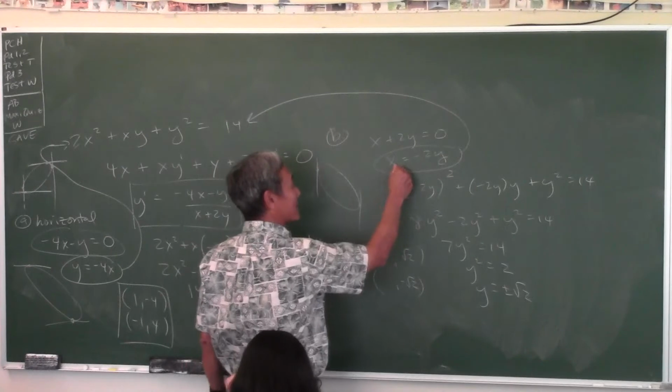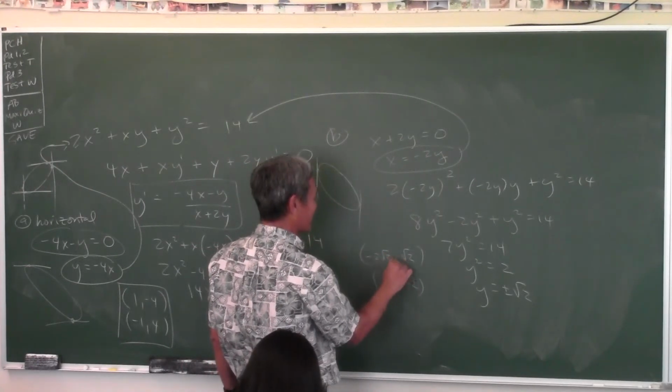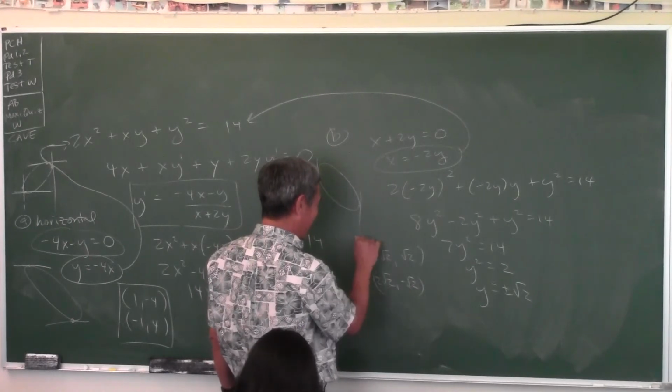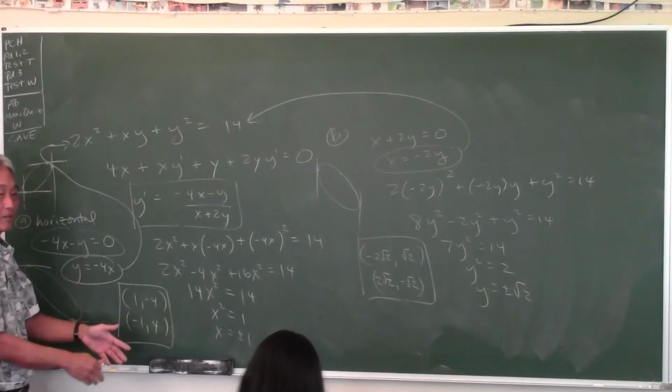So the x coordinate is simply -2 times the y coordinate. So whatever the y coordinate is, just multiply it by -2. Multiply that by -2, and ka-ching! Those are the 2 points where the tangent lines are vertical.